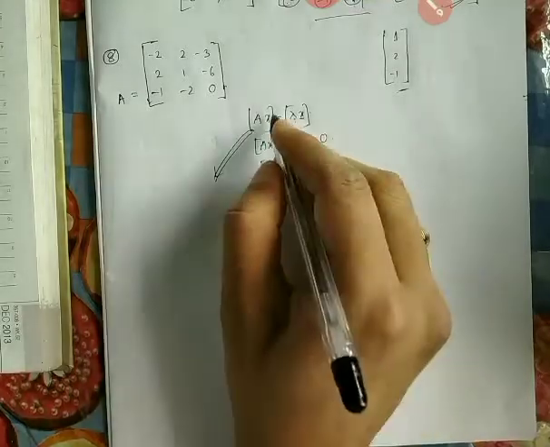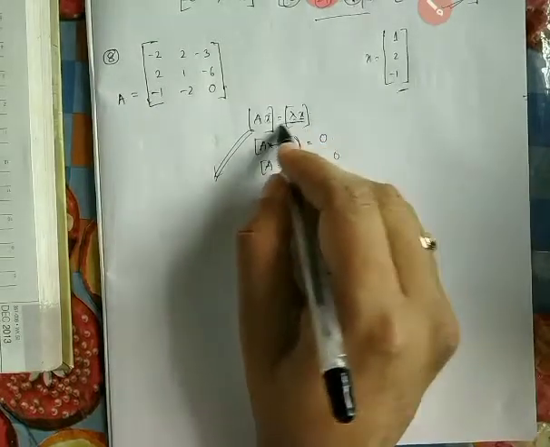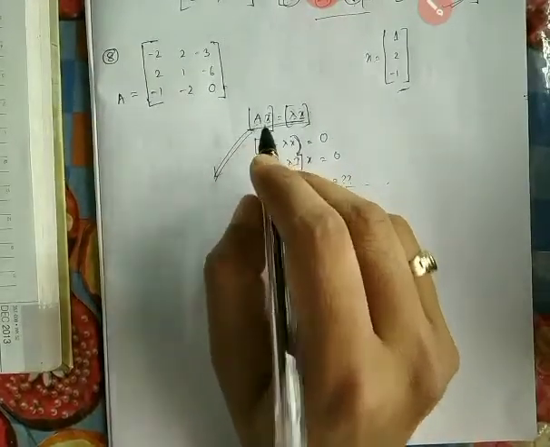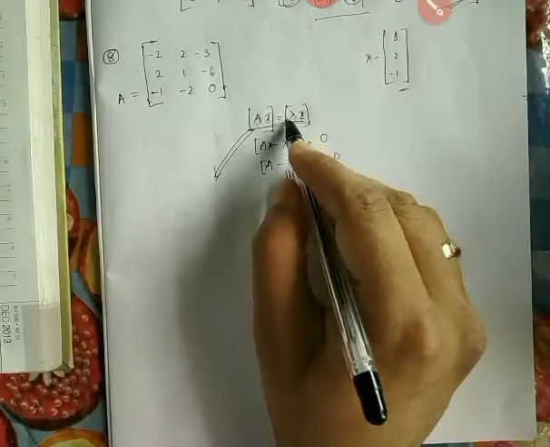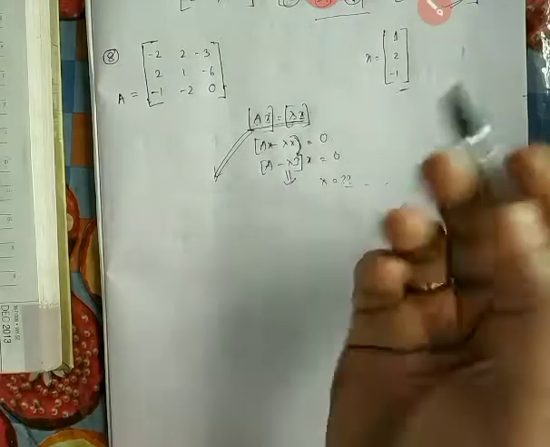Because my x is given, this is the eigenvector given, you need to find lambda. So you multiply A into x, see what is happening. Then you can check lambda with your options. There are options given, a, b, c, d. You can check with the options.